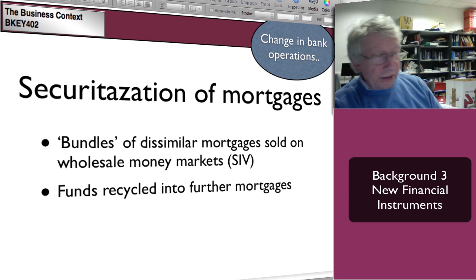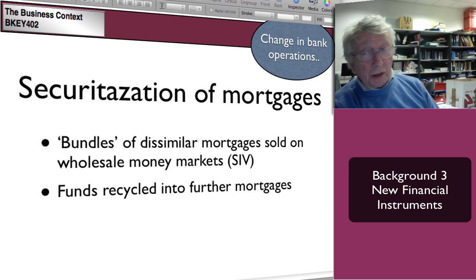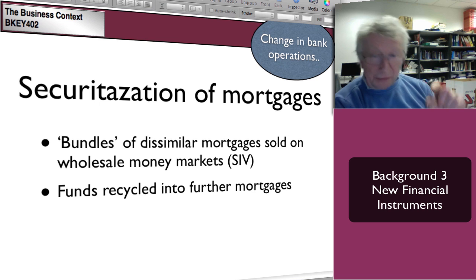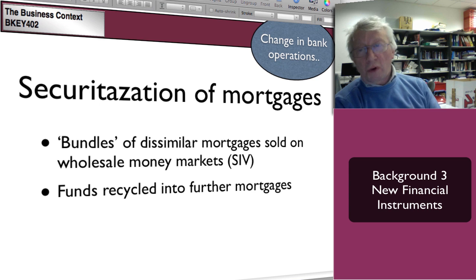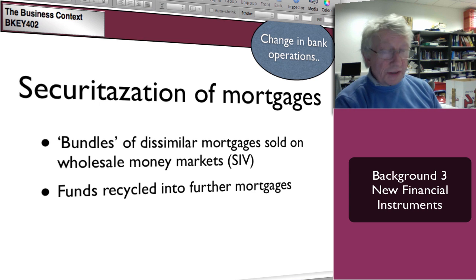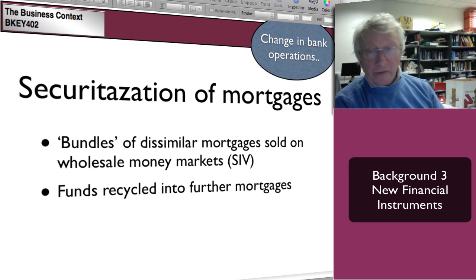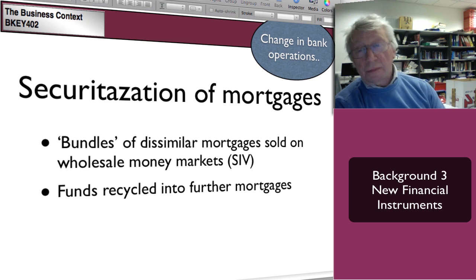Now, they were sold in the wholesale money markets. So the bank got money back from those. That money from the wholesale money markets would be recycled into further mortgages and loans. Now, that second thing is one of the drivers for the fact that we got subprime mortgages, and particularly in the United States. The reason was that the banks had to keep turning over the money. They had to find effectively more and more people to loan money to.